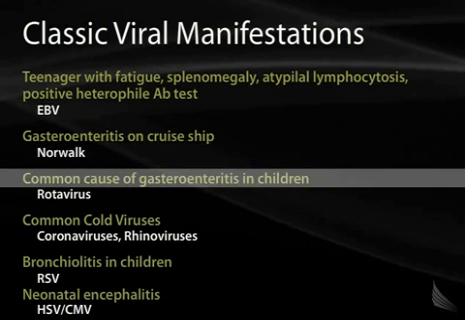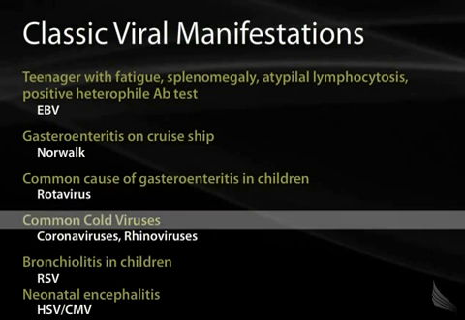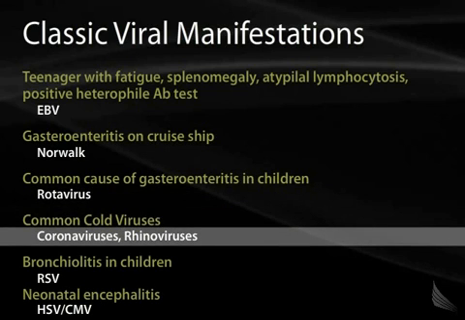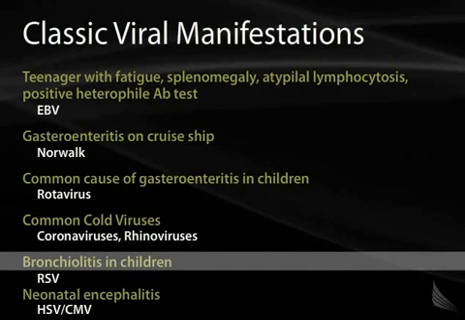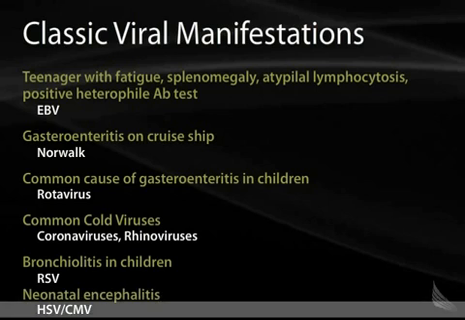You're in a daycare and you've got gastroenteritis in your child, think of rotavirus. You've got the common cold, think of coronavirus or rhinovirus. Bronchiolitis in children is most likely going to be RSV. And neonatal encephalitis, you think of herpes simplex or cytomegalovirus.